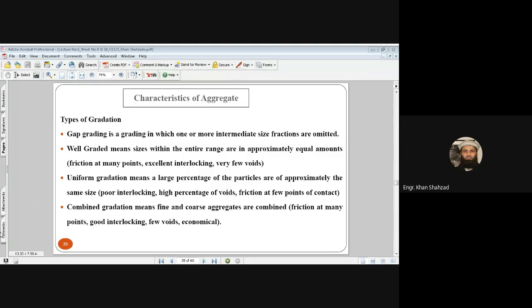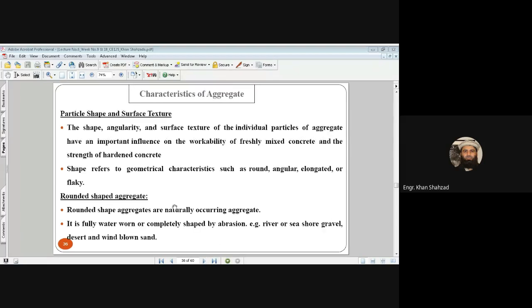So when you have this uniform gradation, then you will have poor interlocking. The high percentage of voids will be there, and the friction at few points of contact. So there will be no friction at many points. So you will not have a proper concrete or proper bonding. Combined gradation means fine and coarse aggregates are combined. Then we will have friction at many points. There will be good interlocking. There will be very few voids, and it will be economical. So always go for well-graded aggregates or well-graded materials.